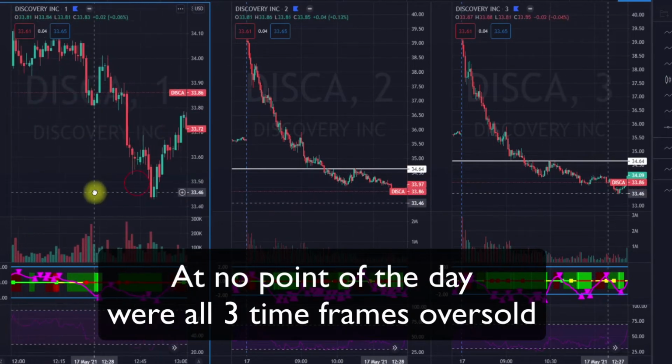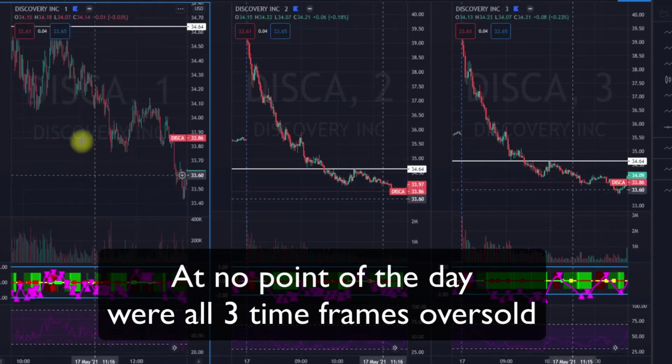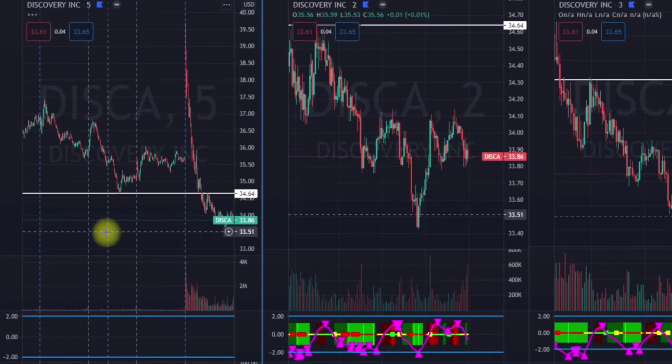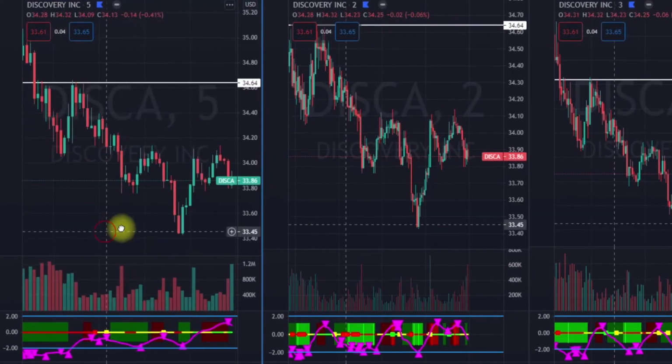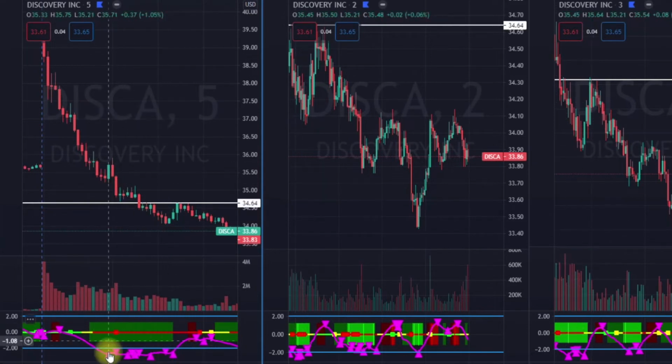Something that's telling you that this is not an emotional move. This is just a thoughtful grind down. Now, something I want to show you though is let's look at a 5 minute chart on this stock. Look at that. It was oversold this entire time right here. And that's the biggest problem with this. If you're trying to reverse this and it's just grinding down, it's not going to work.